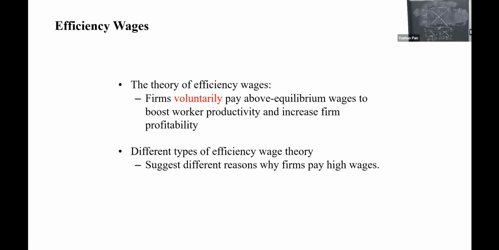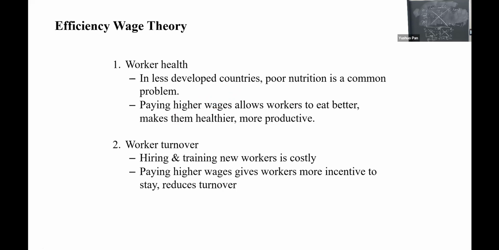There are different types of efficiency wage theories. What are they? The first one is worker health. In less developed countries, poor nutrition is a common problem. Paying higher wages allows workers to eat better and makes them healthier, more productive.